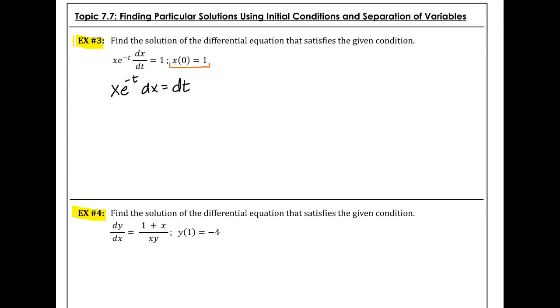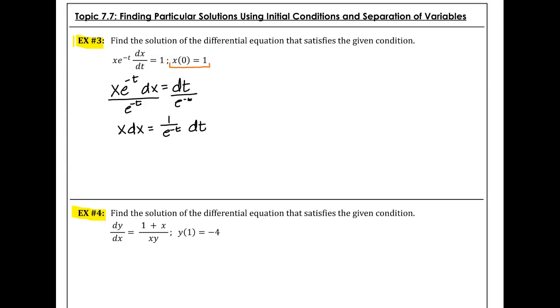And are we completely separated? Marcy? No! What else do I need to get rid of? The e to the negative t. You're exactly right. So I'm going to divide both sides by e to the negative t, which gives me x dx equals 1 over e to the negative t dt.